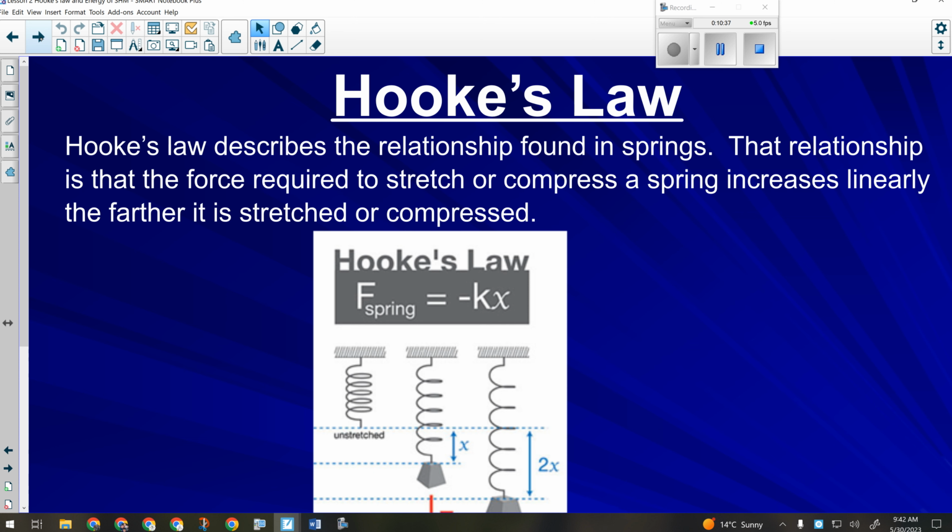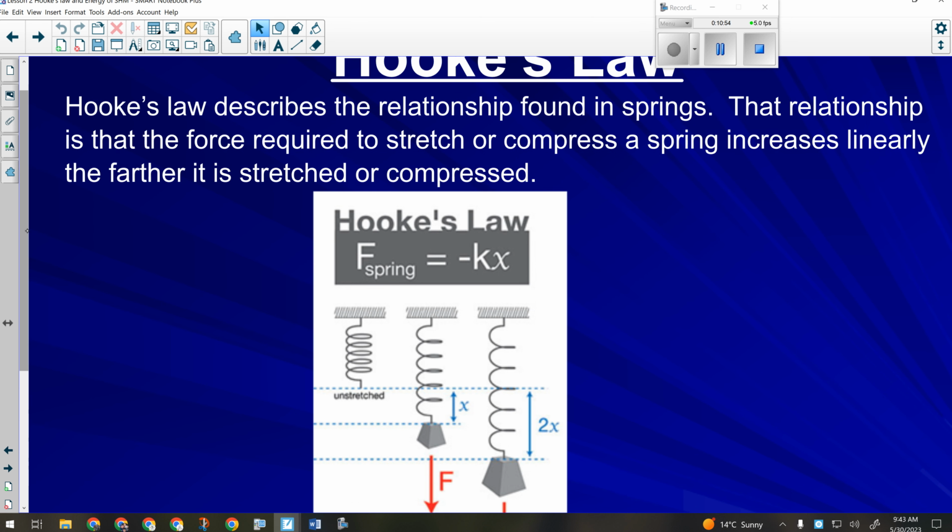The same is true for compression. You can damage a spring by compressing it too far. You'll get a bend in the middle and then deform. Like all of our slinkies, they all look like that. They've all been twisted and deformed. All right, so does that idea make sense?